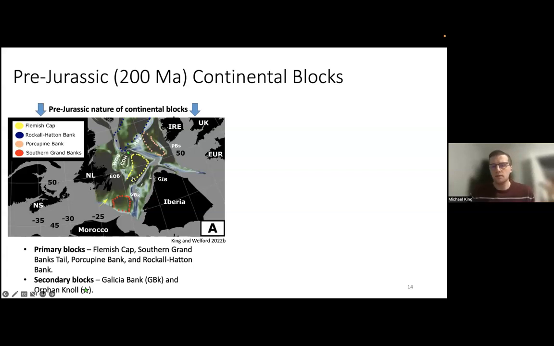These primary blocks really do have a big impact on the deformation experienced within the basins, but they also have an impact on the evolution of what I'm calling these secondary blocks. These secondary blocks are blocks that are not model inputs, but they form organically, if you will, throughout the model. For example, we see the Galicia Bank shown right here on the West Iberian margin, and also the Orphan Knoll, indicated by this green star, within the central part of the Orphan Basin. So it really seems like these primary blocks have a big impact both on the deformation within the basins and on the evolution of these secondary blocks.